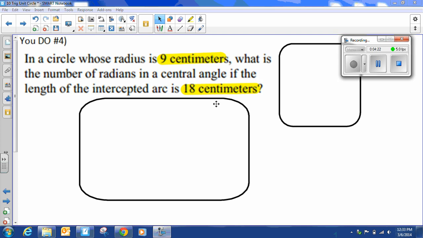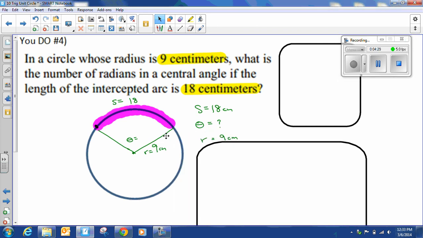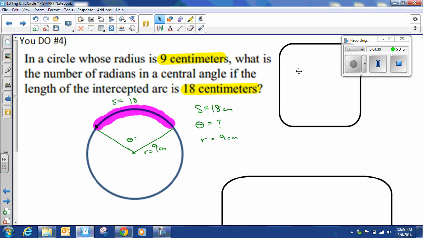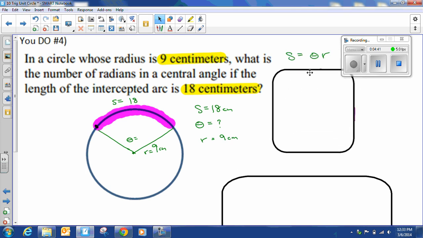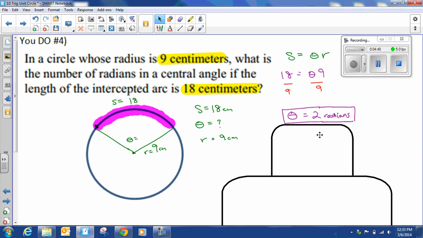Number 4, in a circle whose radius is 9 centimeters, what is the number of radians in a central angle if the length of the intercepted arc is 18 centimeters? So here's our circle. This time we are looking for the central angle. They give us the arc, which is 18, and the radius, which is 9. Here's our formula. We plug in 18 and 9. We divide both sides by 9, and the answer is 2 radians.